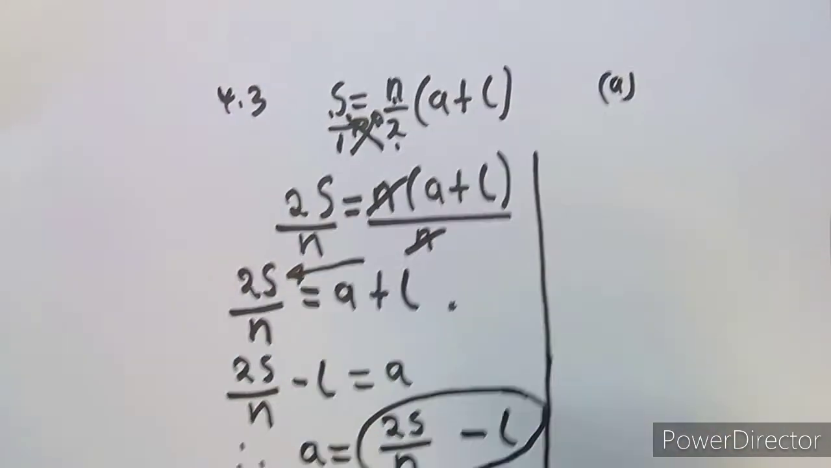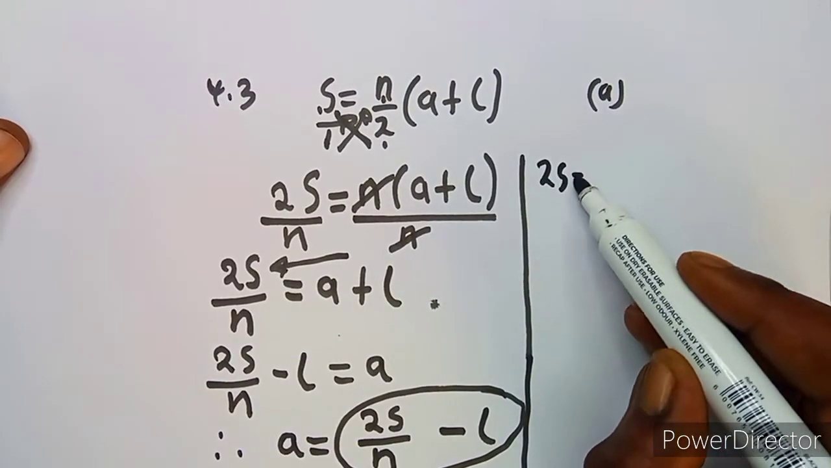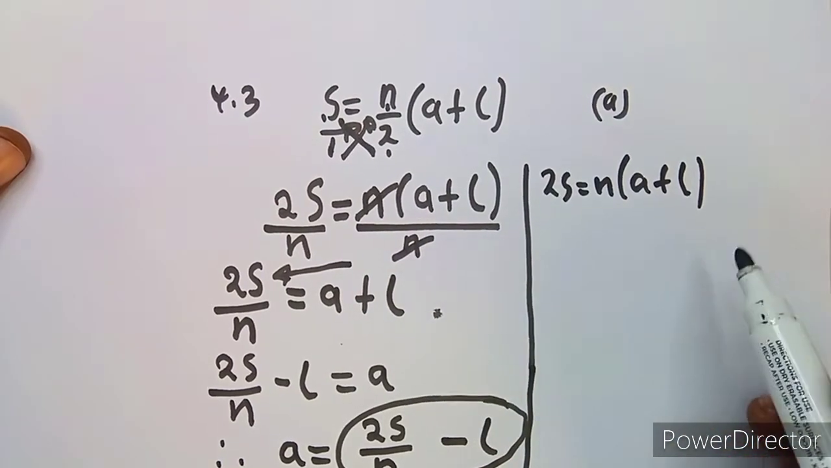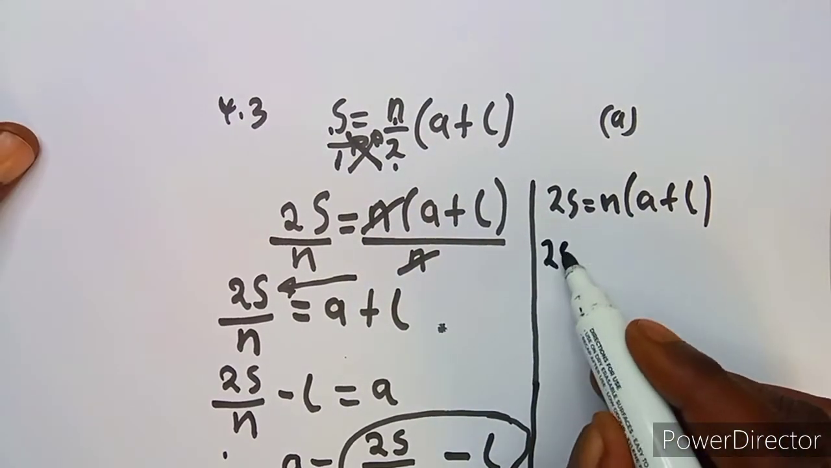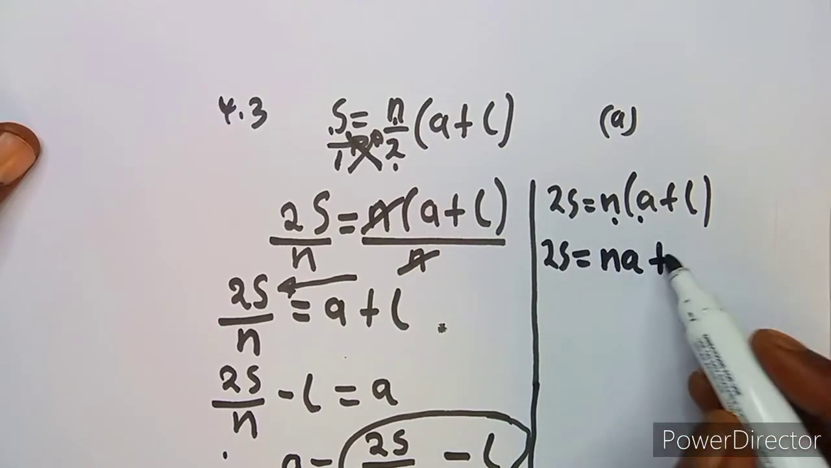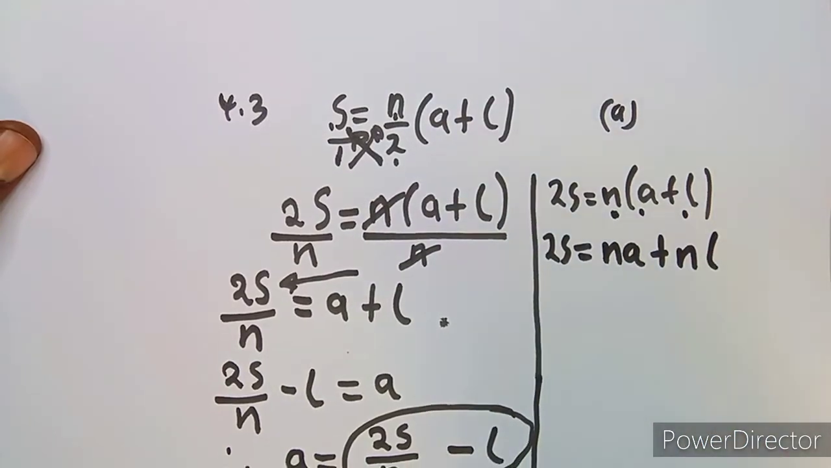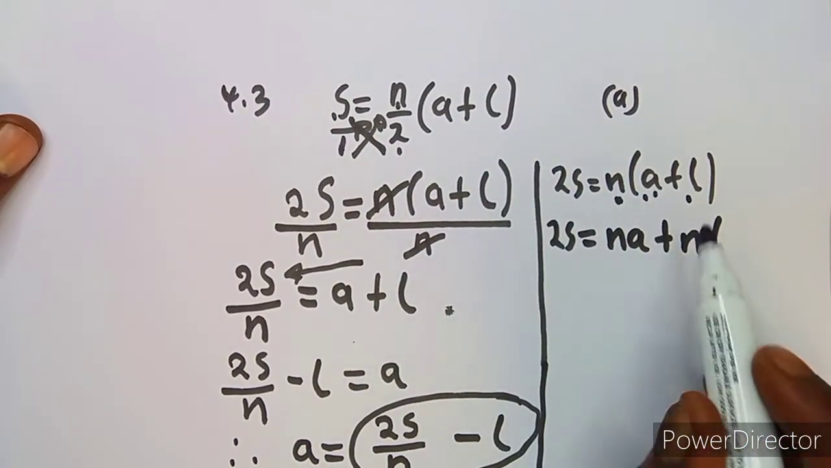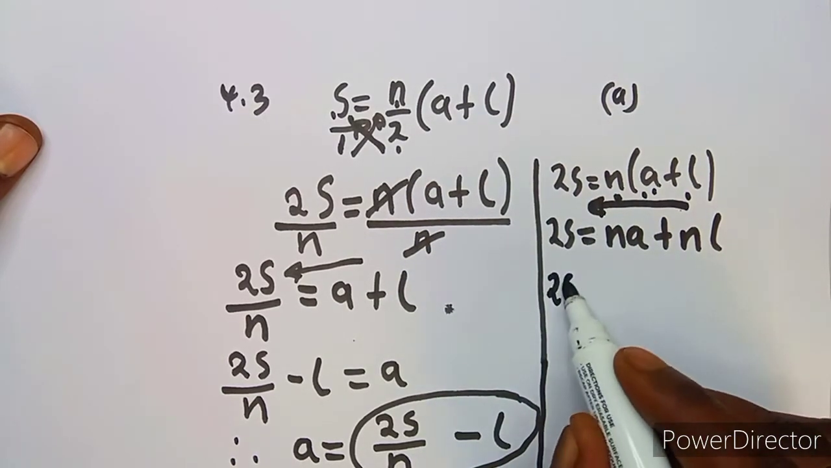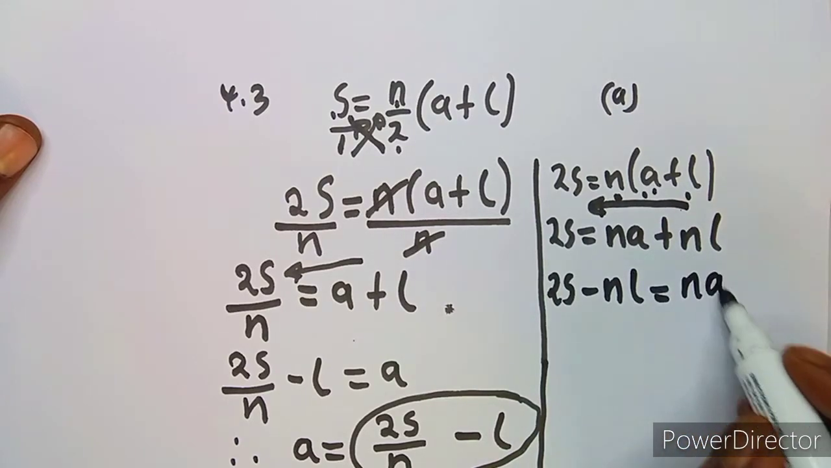But that could be another option, because I could have just said 2s is equal to n into A plus L. I could have just expanded the brackets first. 2s is equal to n times A, that's nA, plus n times L, which is nL. Remember, I want to make A the subject, so I'm going to transpose this nL to this side, so it's going to subtract. So it's 2s minus nL, which is equal to nA.